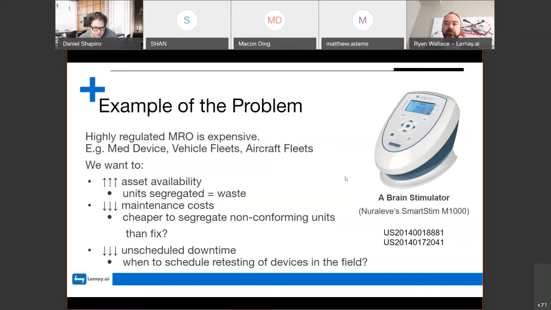What we want to do here is have high availability of assets. We want to be cost efficient. Having a million parts on the shelf is one way to solve your high availability problem, but that's not realistic or smart. And we also want to have some predictability. Failure in the field is not good. We want to avoid that and take proactive actions to keep uptime going.